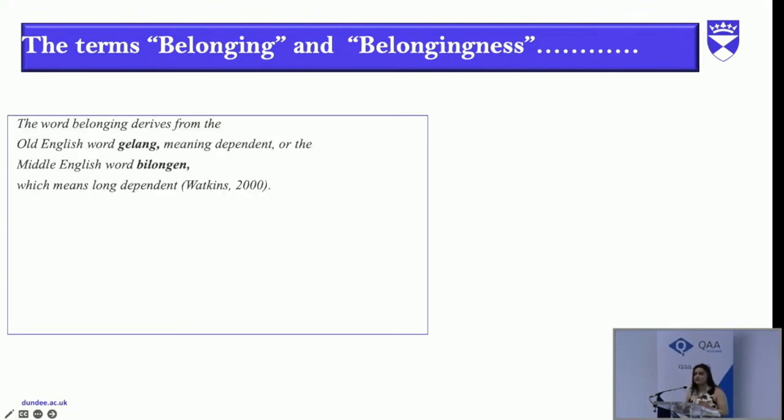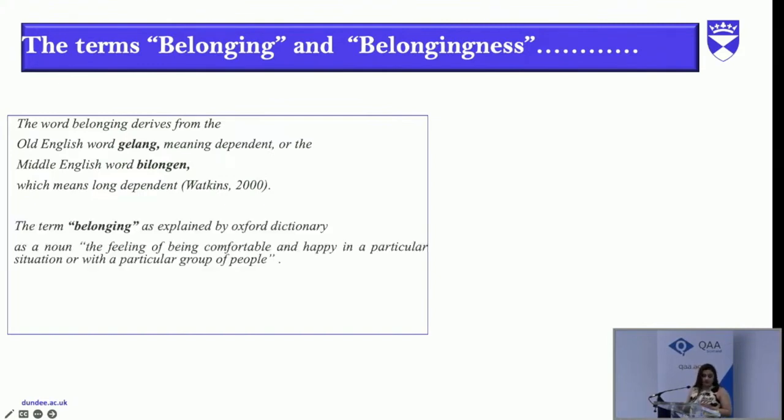The word belonging derives from the Old English word gelang, meaning dependent, or the Middle English word belongen, which means long dependent. So two terms have been used in the literature: one is belonging, one is belongingness. Is it the same word? Is it used interchangeably? The term belonging, as explained by the Oxford Dictionary, as a noun, is the feeling of being comfortable and happy in a particular situation or with a particular group of people.